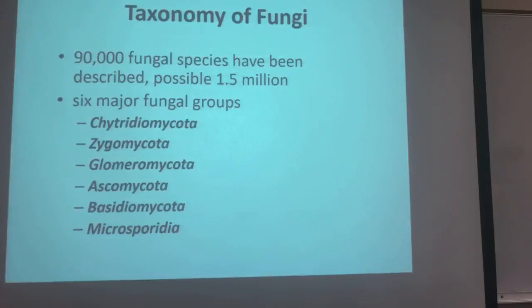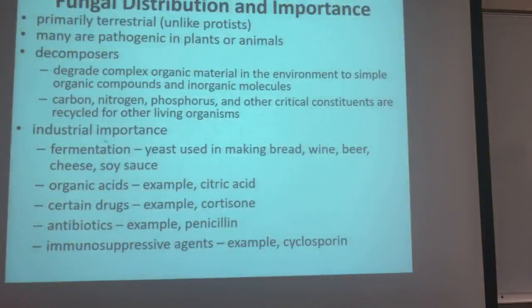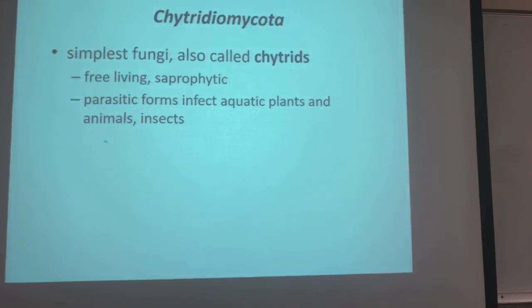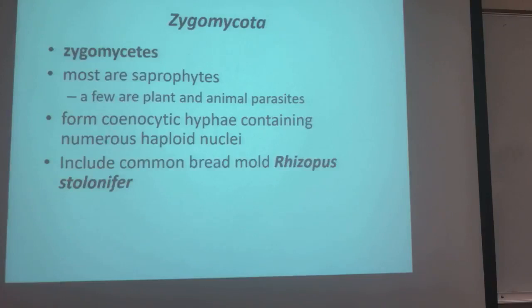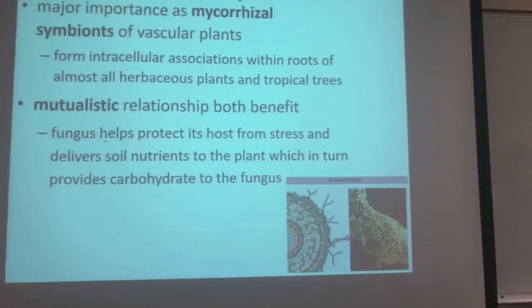What else? We talked about Chytridiomycota, which include the chytrids. These are the simplest fungi, okay? Zygomycota, these include the zygomycetes, and you should know that the example here that we're interested in is Rhizopus stolonifer, which is the common bread mold. We looked at it in the lab.